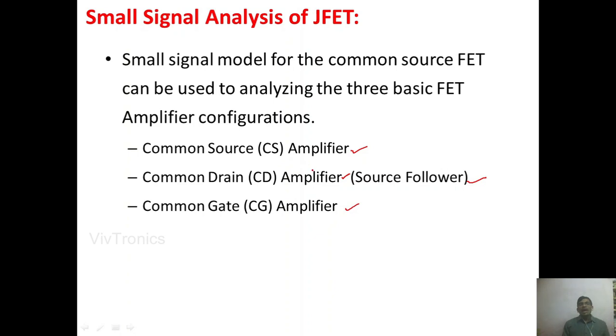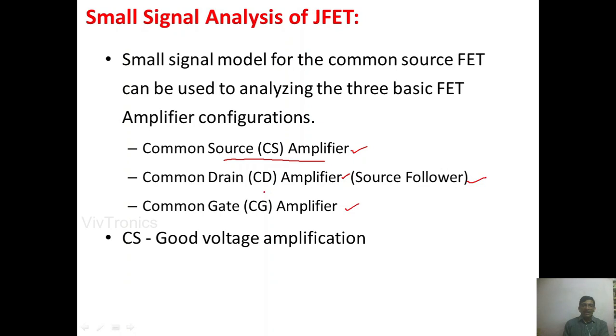Among these, the common source amplifier is the most widely used amplifier configuration because it provides very good voltage gain. I will tell you when we use this configuration with an example. The common source amplifier, short form CS, is used when we need good voltage amplification, like the CE amplifier in the BJT. We have the CS amplifier in JFET, and the CD amplifier, which is used when we need a buffer amplifier.